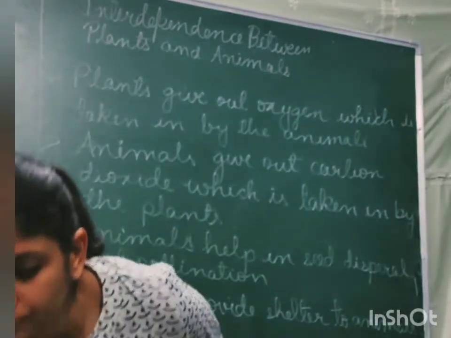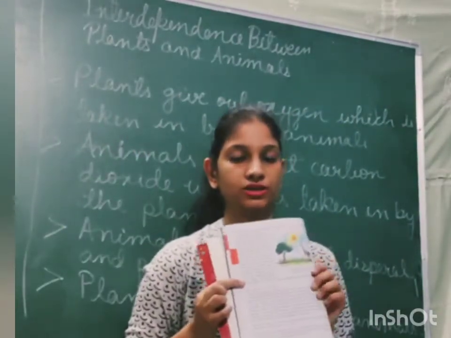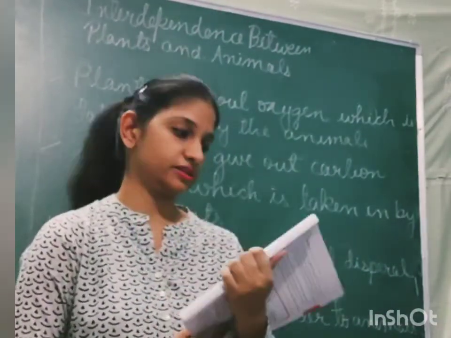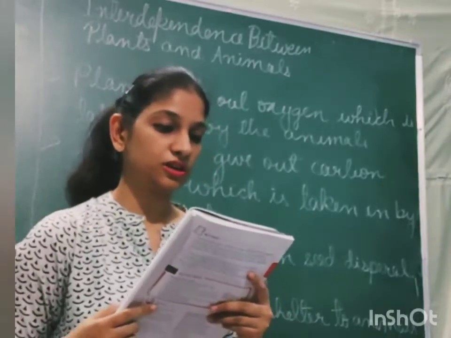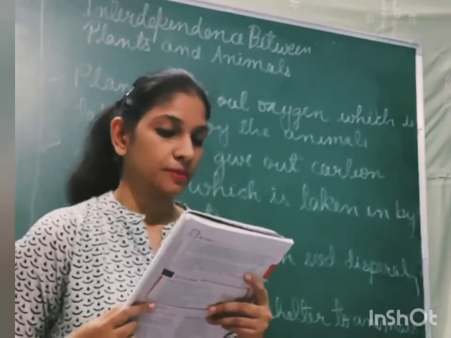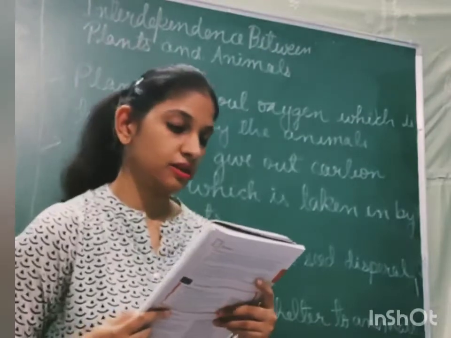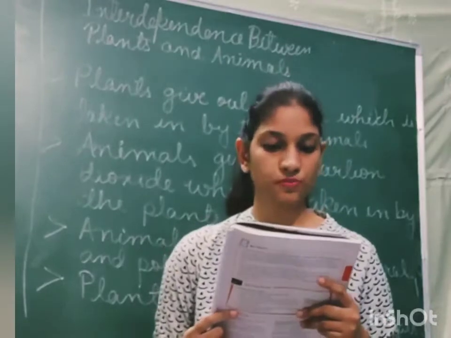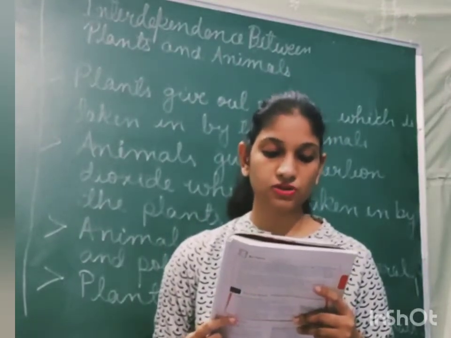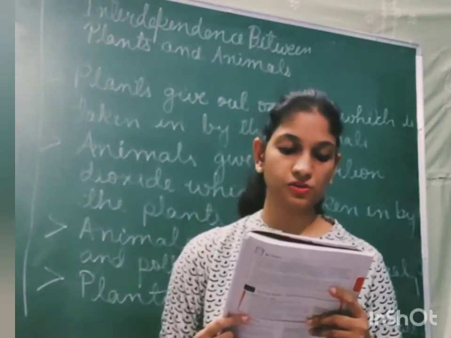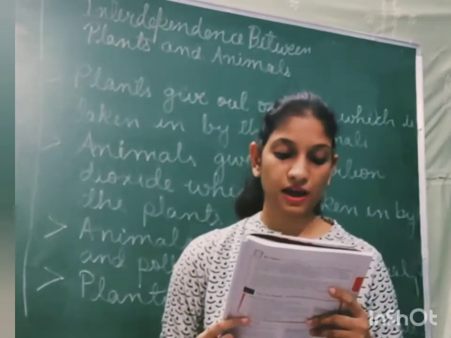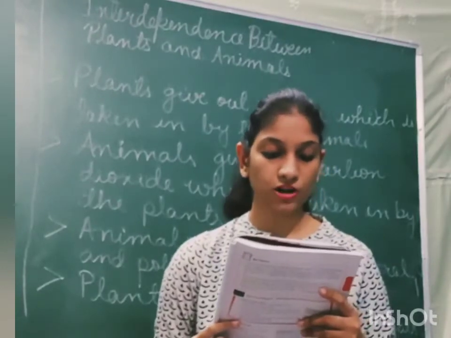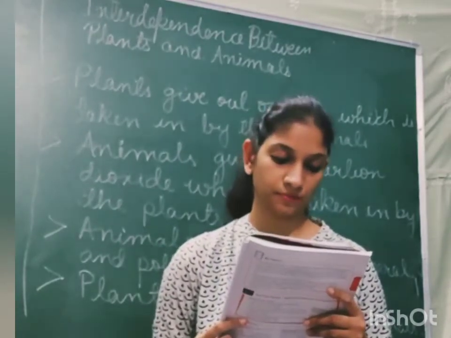Now let us read page number 20. Interdependence between plants and animals. Plants and animals depend on each other for food and shelter. Plants provide food to animals. They also give out oxygen. Animals use this oxygen to breathe. Animals breathe out carbon dioxide that plants use for photosynthesis. Plants also need animals for many other things such as pollination and seed dispersal.